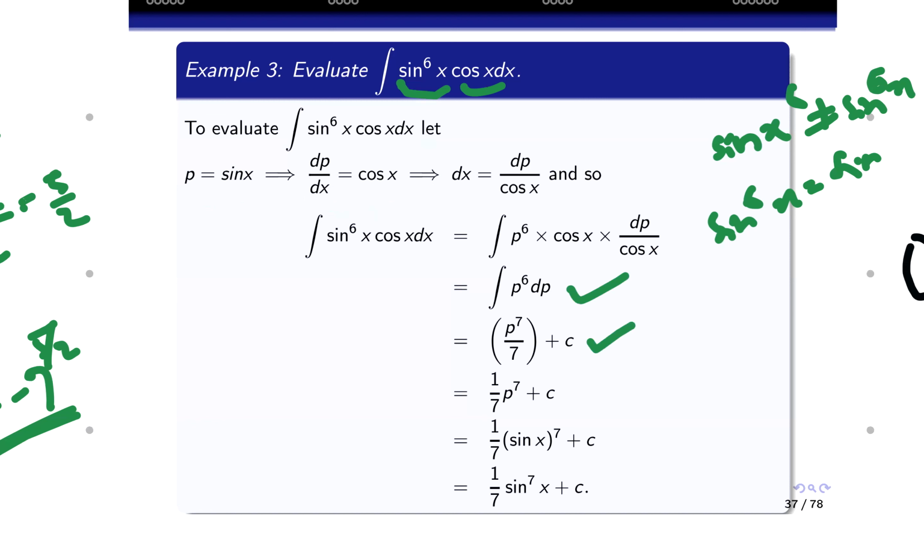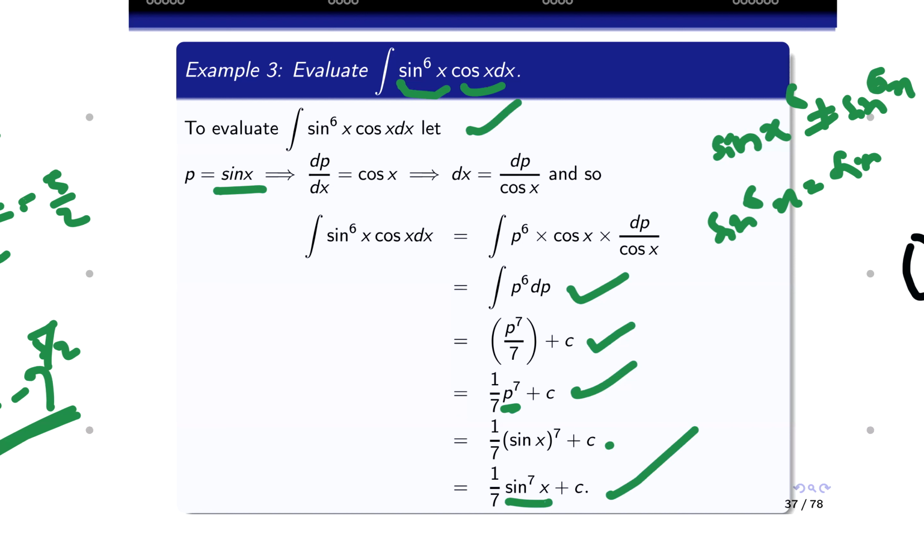And what is p? You remember p, it was sine x. So that is 1 over 7 sine x all raised to power 7 plus c. And of course, sine x all raised to power 7 is the same thing as sine 7x plus c. So if you integrate sine 6x cos x dx, you get 1 over 7 sine 7x plus c easily.